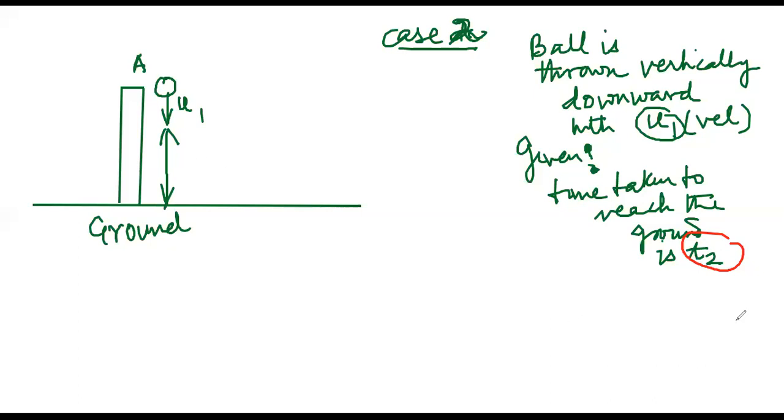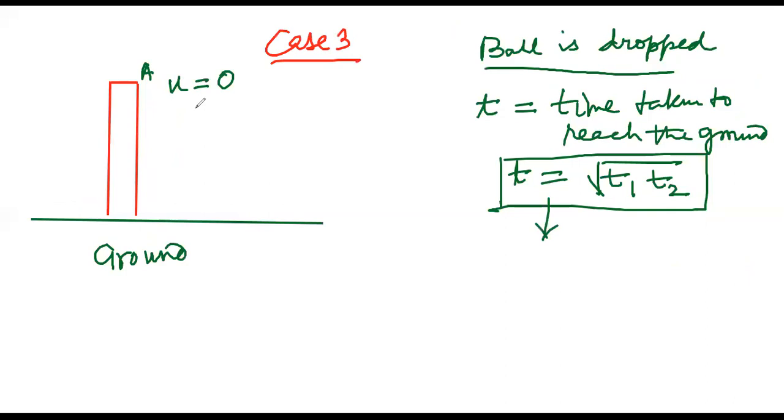And in the third case, you have been told that if the ball is dropped, the time taken by the ball to reach the ground is, suppose, t, and we have to prove that t equals root over of t1 into t2. So this is our question. Clear? So let us move on to the solution, and I move on to the first page.